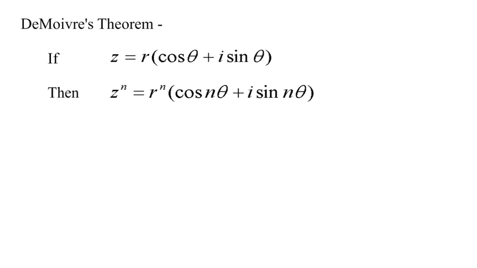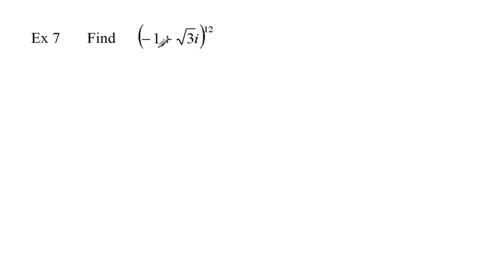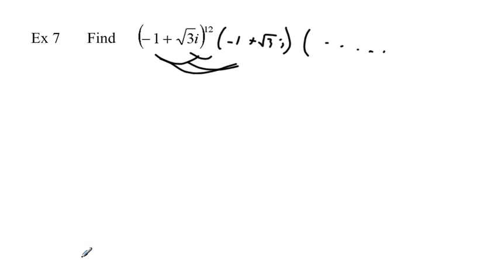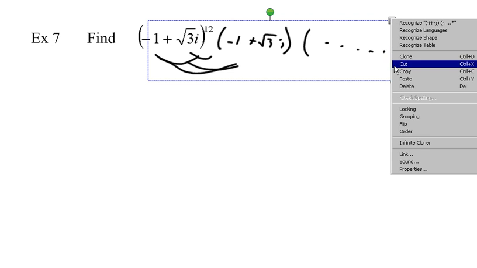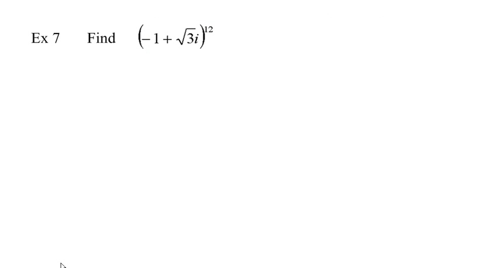Let's look at one last example. So if I want to find this to the 12th power, here's the hard way to do it. The hard way is to multiply this out 12 times, etc., etc. Multiply using the distributive property. Oh my goodness, it's already not looking too fun, so I'm going to get rid of all that business. And let's do it a little bit differently. Let's instead convert this into trigonometric form and then use de Moivre's theorem.